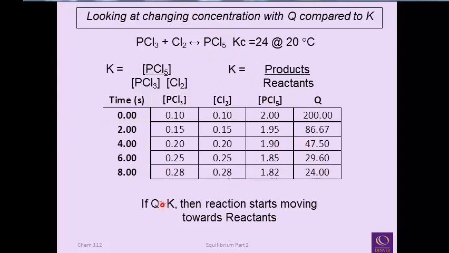So if Q is greater than K, then the reaction starts moving towards reactants. And just a quick seat-of-the-pants way to know how to do that is when you're comparing Q to K, think of it this way. Look at this fraction, products over reactants. If this is high, how would I get it down? Well, products would decrease and reactants increase. If it was low, I would do the opposite. So that's one way to look at these and make some predictions on what would happen in terms of concentration.